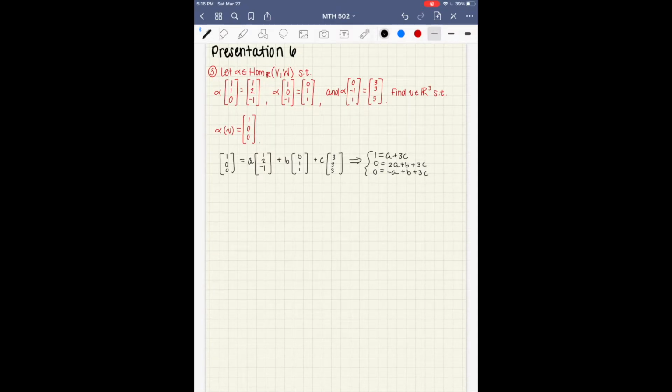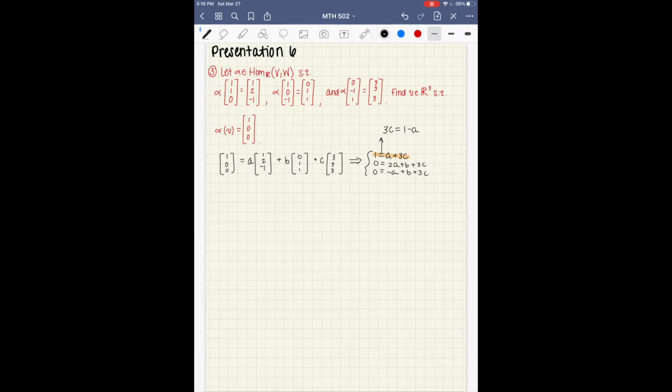So the first thing that I did was I took the top equation and I solved for 3c. And I solved for 3c because each equation has the same 3c, and I thought that would make substituting way easier. So I got 3c is equal to 1 minus a.